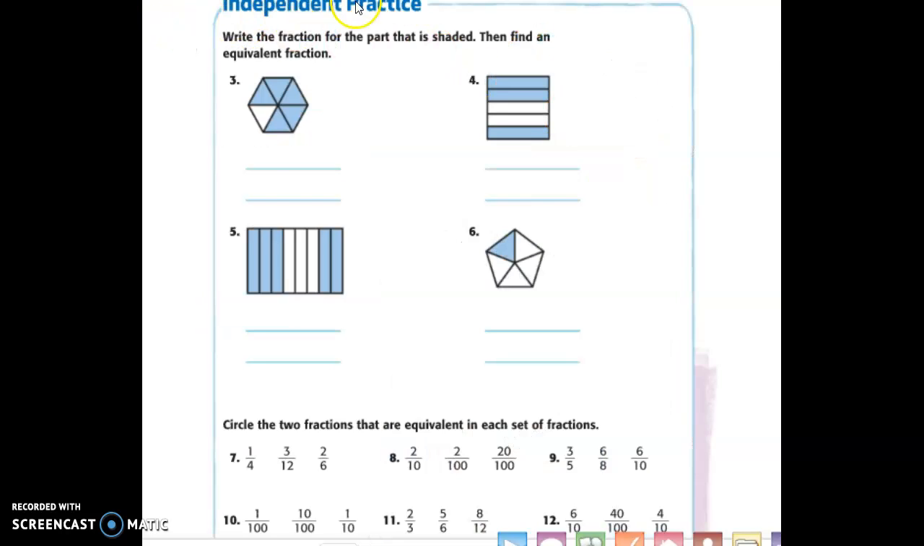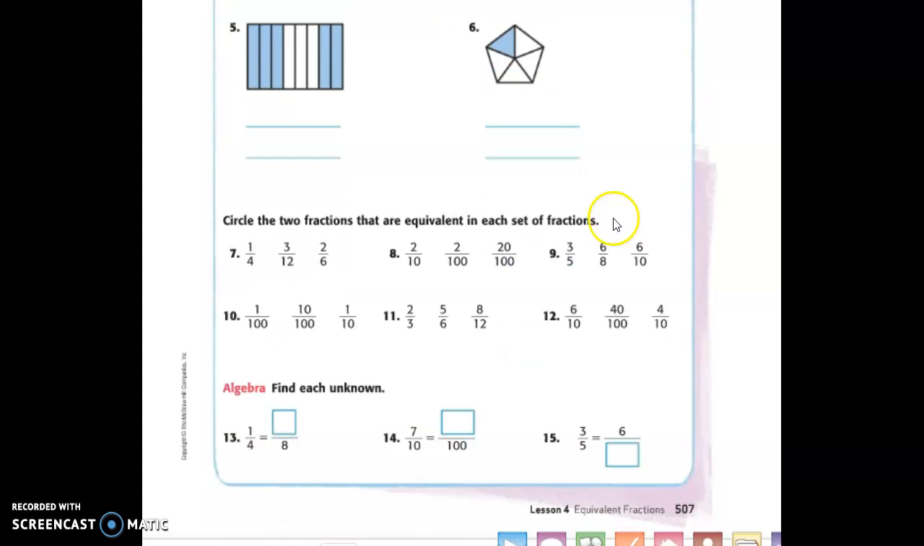Okay, so continuing on in your independent practice, these first problems are similar to what you did on the guided practice. You can divide each section of these shapes into the same number of pieces and get your equivalent fractions. It's only asking you for the fraction that's shown and one equivalent, but bonus points if you find more than one. Anyway, circle 2 fractions that are equivalent in each set of fractions.